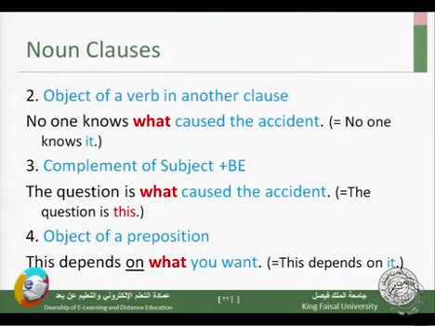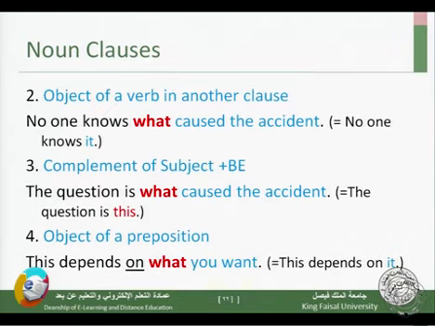The third function, the complement of subject plus the verb to be. Here we have the question. This is the subject, is, this is the verb to be. What caused the accident is the complement, and we can say the question is this. We can replace it with this. Okay, instead of saying the question is what caused the accident, we can replace it with an NP like this. So the question is what caused the accident. Here this is a complement.